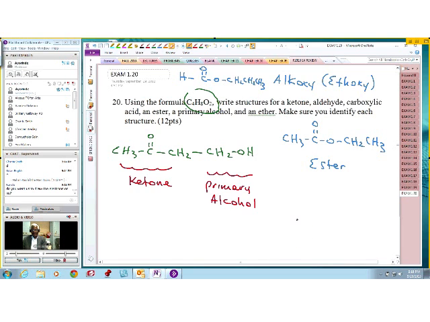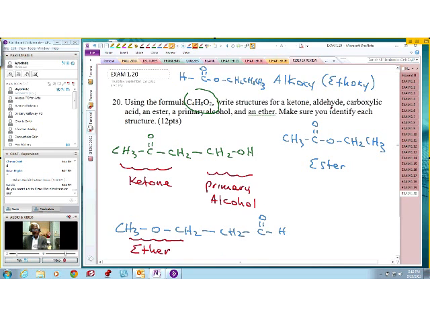Okay, we've done the ester. Now the ether: in an ether, you have oxygen attached to 2 carbon atoms. In this case we have this part of the molecule here, in which you have this oxygen attached to 2 carbon atoms. That is your ether.